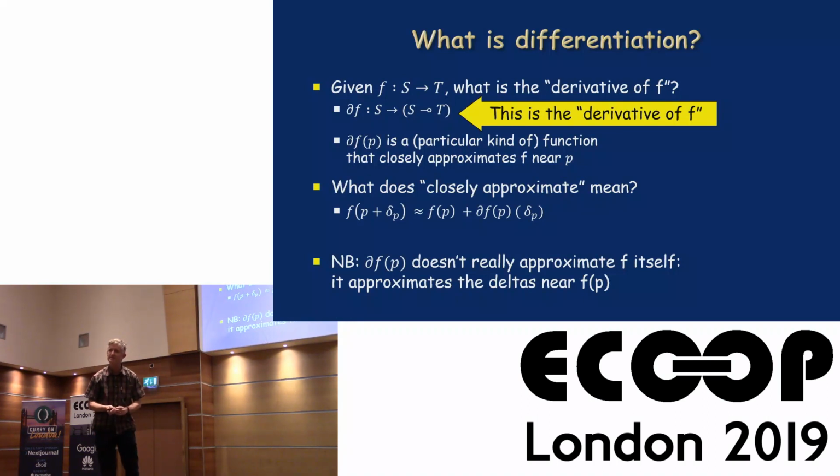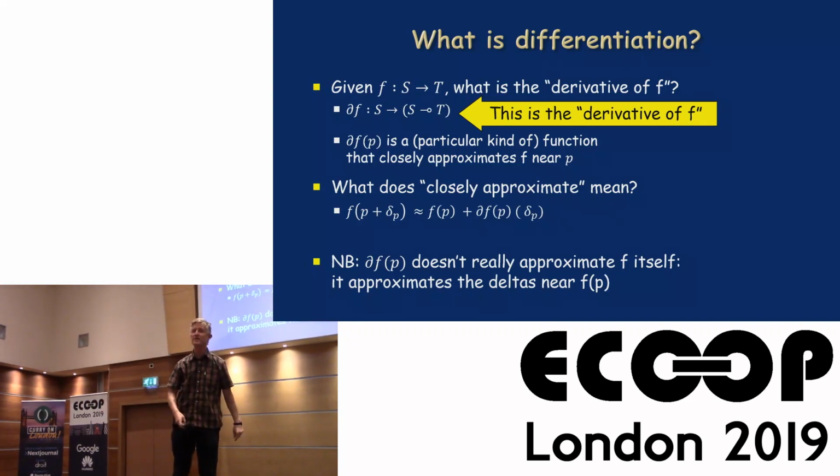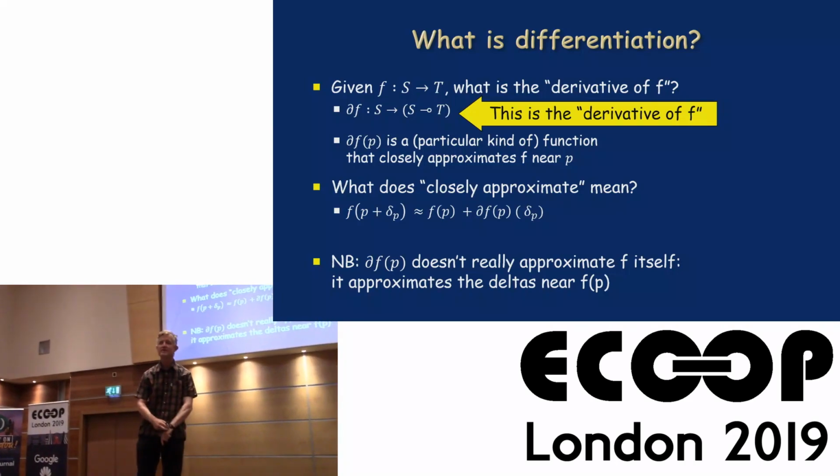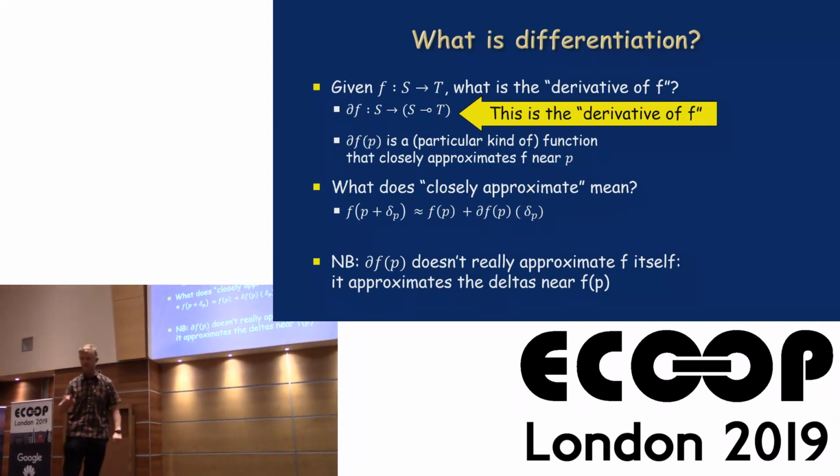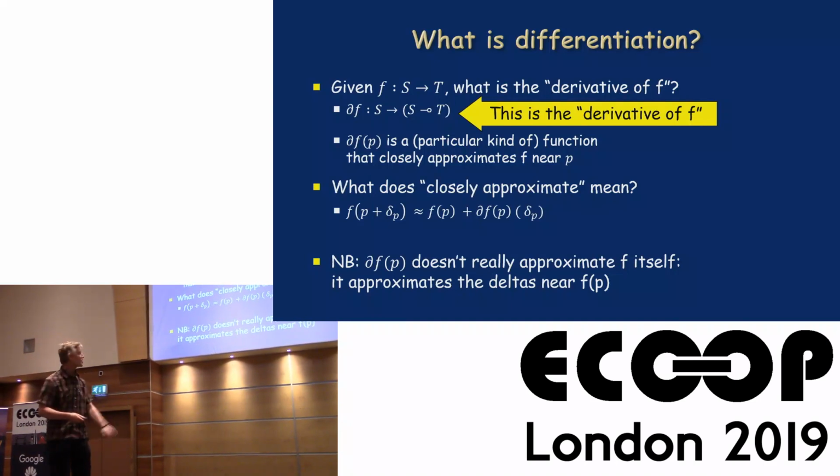Yes, Sophia? Do we assume that S has got the operator plus? Excellent point. I'm going to come back to it in about 5 minutes. But we do, yes. In fact, everything's going to be a vector space. Good observation. Just notice, df doesn't really approximate f itself. It doesn't behave like f. It behaves like the deltas on f near P.